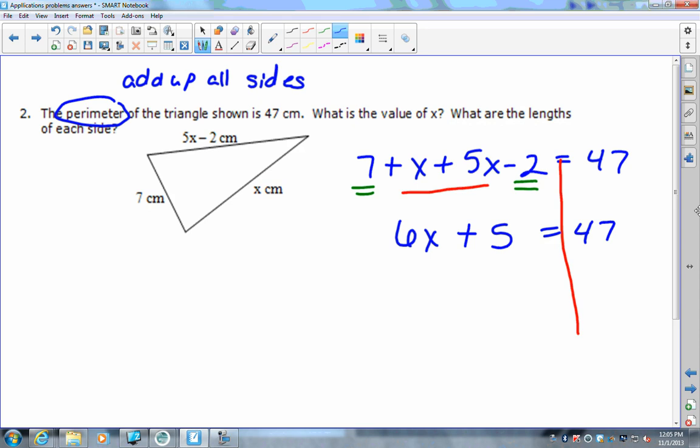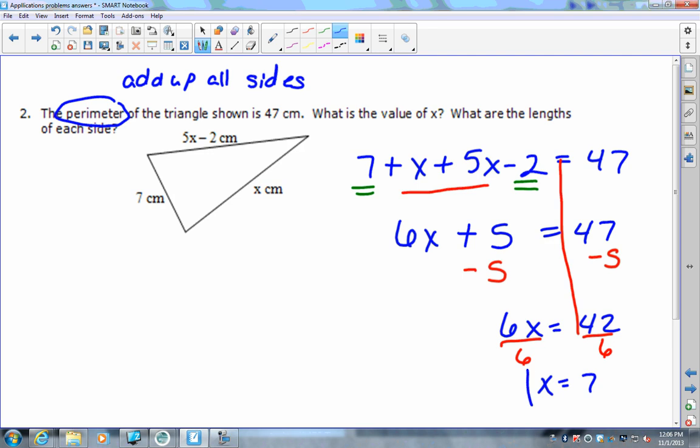Now this is the two-step equation that we've been doing, and we subtract 5 from each side. 6x equals 42. Divide by 6. x equals 7.